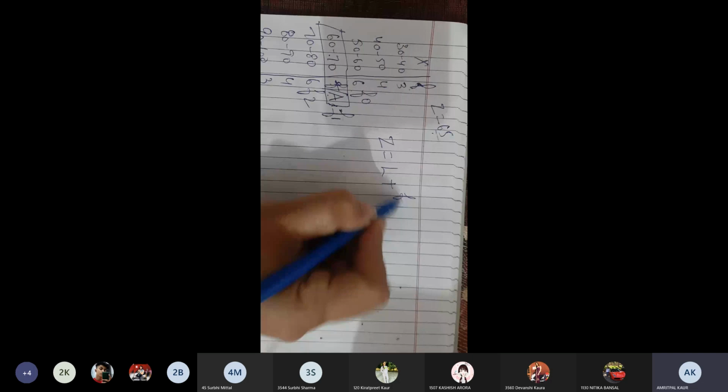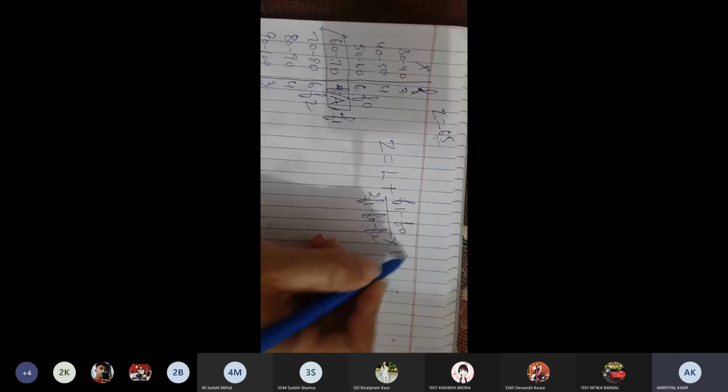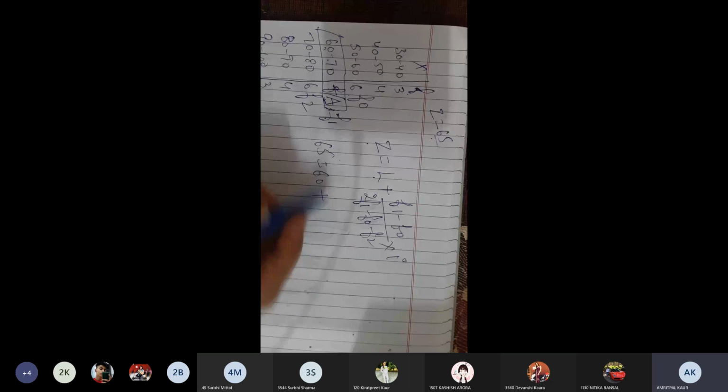So Z is equal to 65, already given. What is the lower limit, plus? What is the value of f1? F1 here is equal to A. If you have named it A, write A here; if you have named it F, write F here. No problem. Minus, what is the value of f0? F0 is equal to 6. Then 2f1 means 2A minus 6, into interval, which is 10.